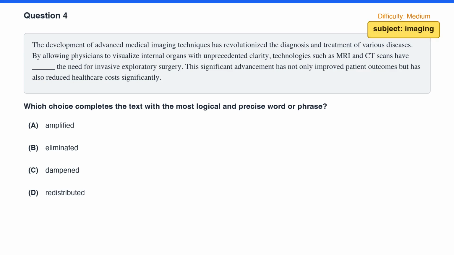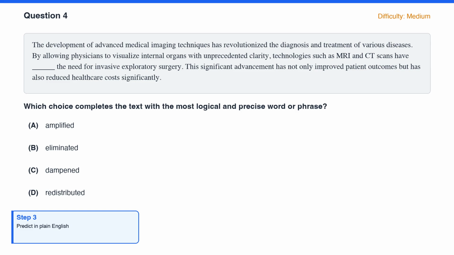Another medium. This passage is about medical imaging, MRIs and CT scans. The blank. Technologies such as MRI and CT scans have blanked the need for invasive exploratory surgery. Step 1, cover the choices. Done. Step 2, circle the signal. Surrounding context is positive, revolutionized, improved patient outcomes, reduced healthcare costs. The cause-effect signal is by allowing physicians to visualize internal organs, technologies have the need for surgery. If you can see inside the body without cutting, you don't need to cut. Step 3, predict in plain English, removed, got rid of, made unnecessary.